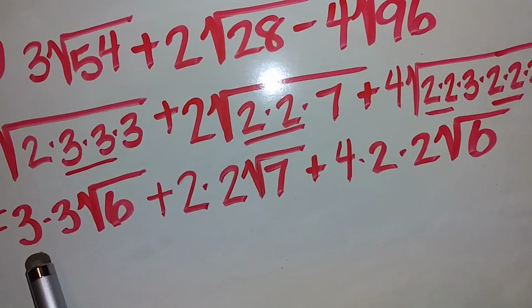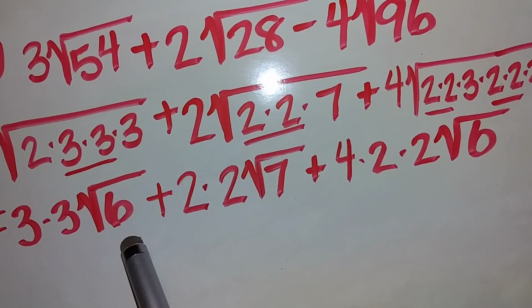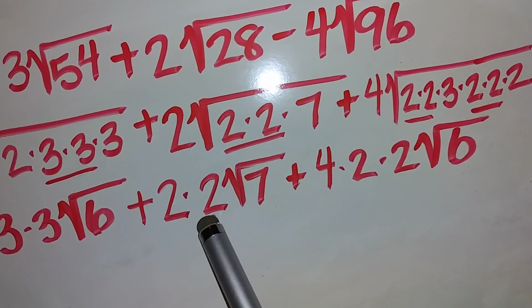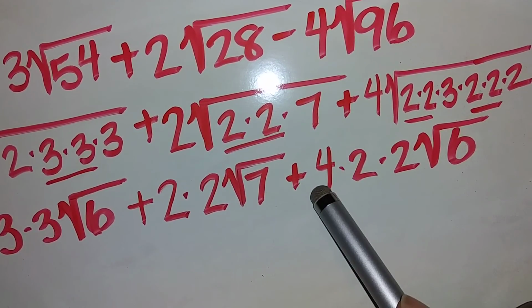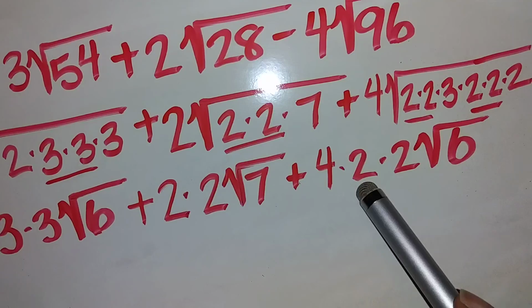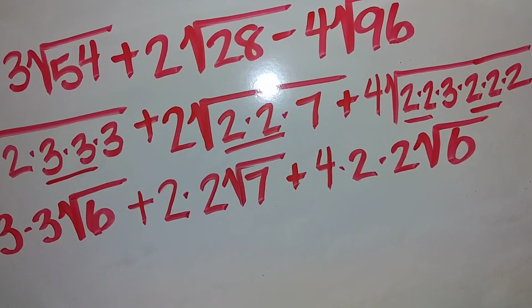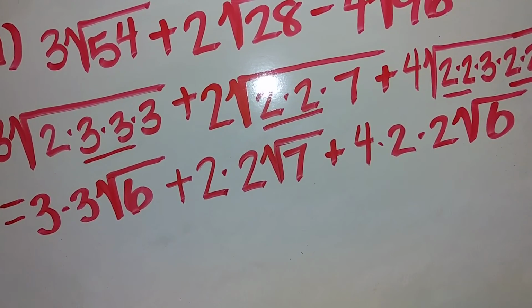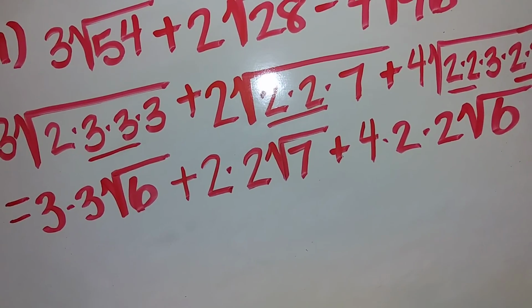I see my coefficient 3. I see 1 pair of 3s, so you bring it out. And then 2 times 3 is 6. Bring down your coefficient 2. I see 1 pair of 2s. 7 is left over under the radical. Bring down your coefficient 4. I see 1 pair of 2s, a second pair of 2s, and 3 times 2 is 6 under that radical. Okay? So it's very important that you understand how I broke that down. This is one of the questions you have on your SLO, so make sure you understand it. All right, let's go to the next step.